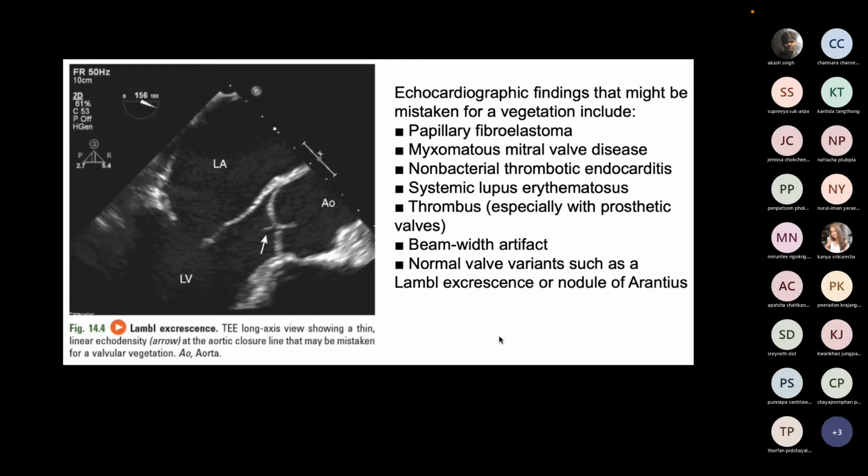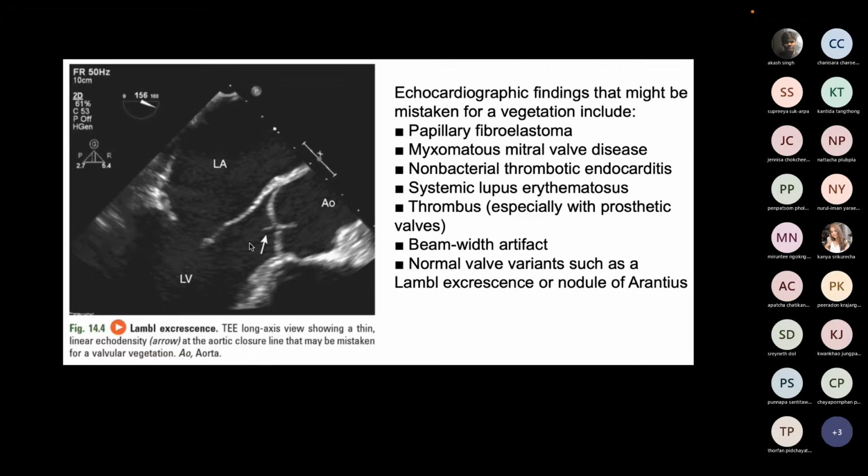This one I put in because we're doing masses. So there is a thing called Lambl's excrescence, which can mimic infective endocarditis, but this one is usually a normal variation in a person. So some of you may have it. It's just a congenital extra fibrous structure next to the aortic valve, and it can be a normal finding. So you have to look.